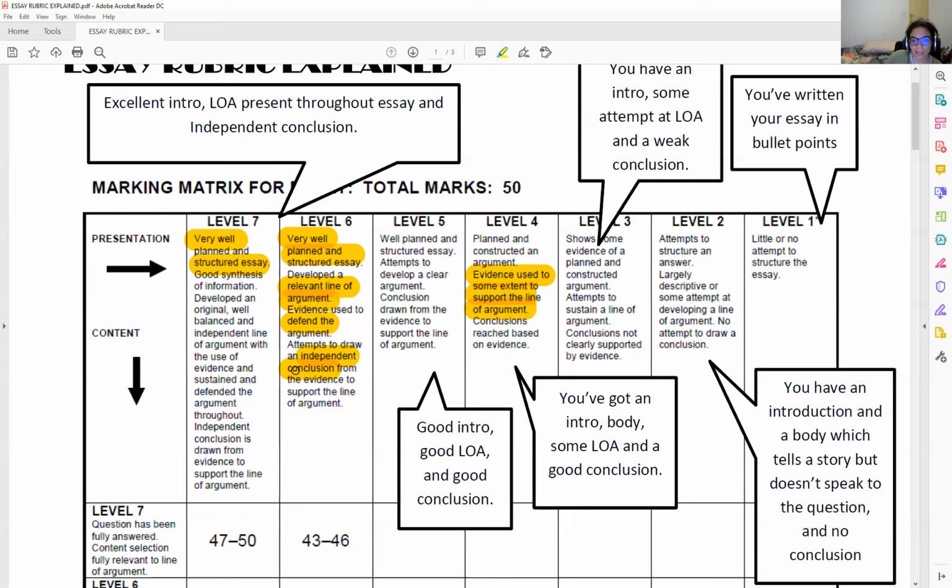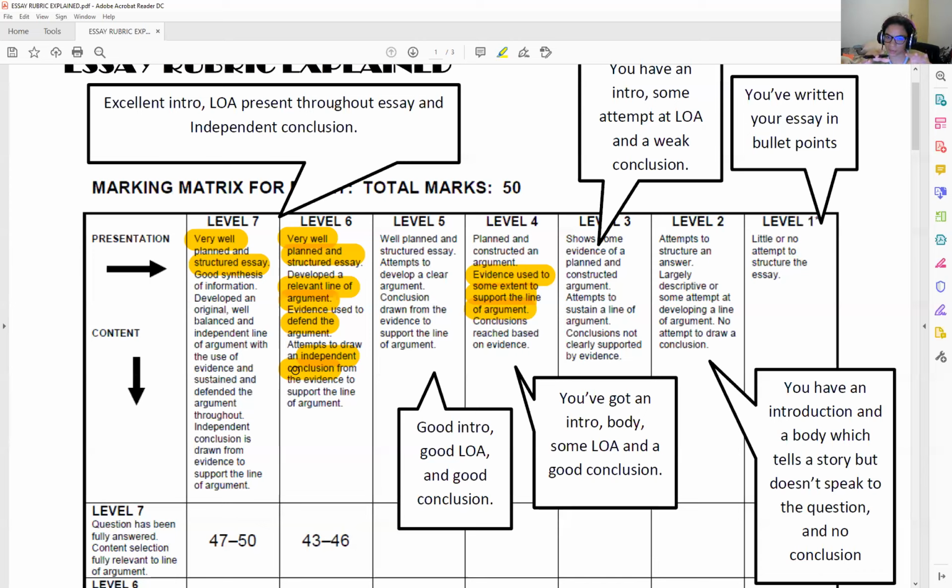But basically, an independent conclusion is, instead of just writing, "therefore Goldilocks was wrong," you say, "therefore Goldilocks was wrong because by eating the porridge, she's showing a disregard of the privacy of the bears, she's stealing from the blah, blah, blah." It shows analysis, it shows interpretation, okay? But an attempt to draw an independent conclusion is basically what I did there.